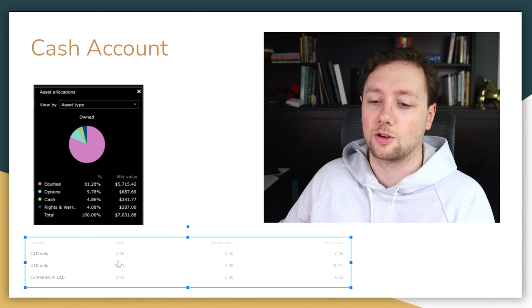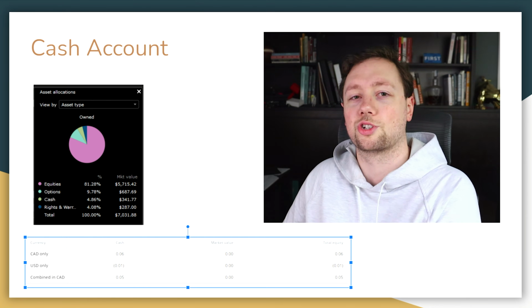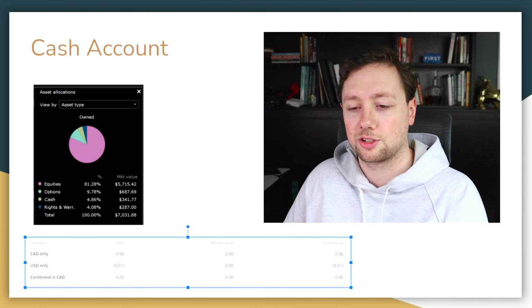So that is the quick and simple answer to how do you open a cash account on Questrade. Open a margin account. Don't buy more securities than the cash that you have in the account.